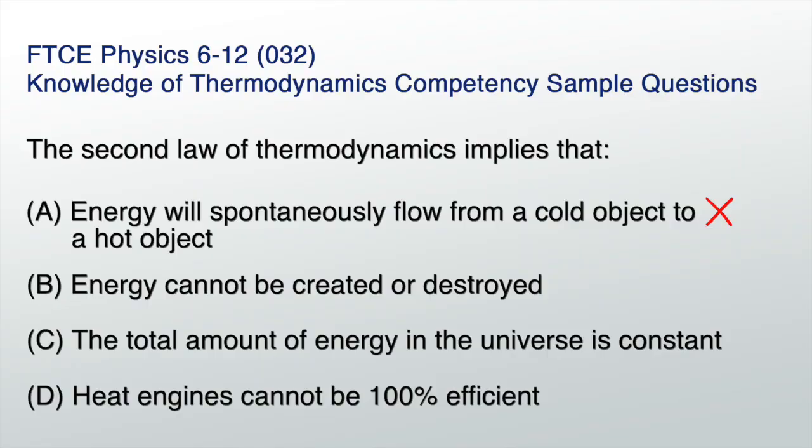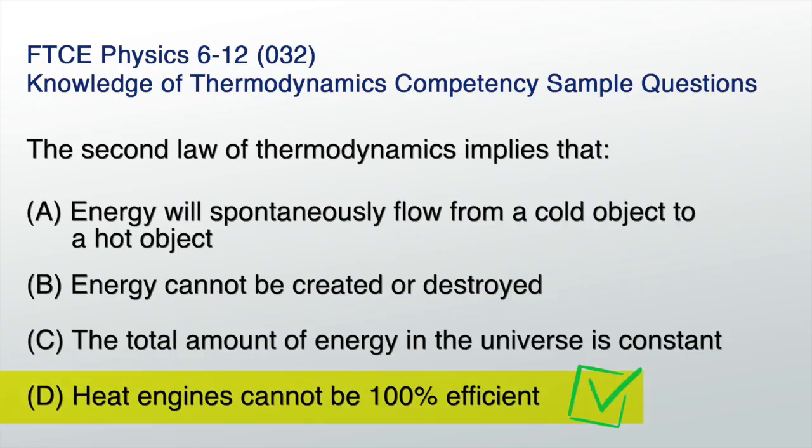A is incorrect because heat naturally flows from hot to cold, not the other way around. B is incorrect because that's the first law, not the second. C is incorrect, also the first law, not the second. The correct answer is D.